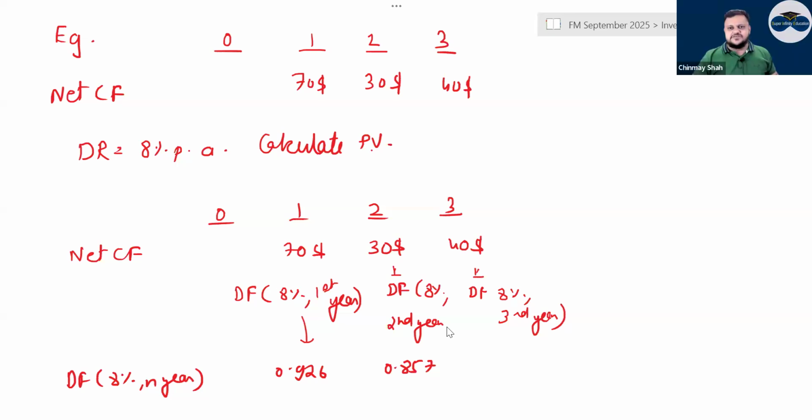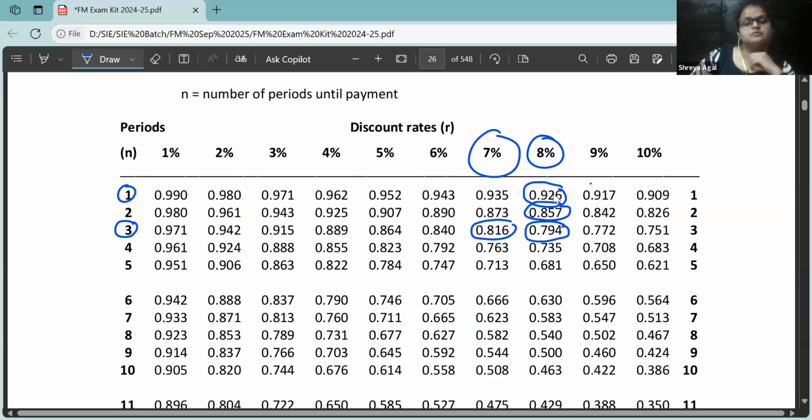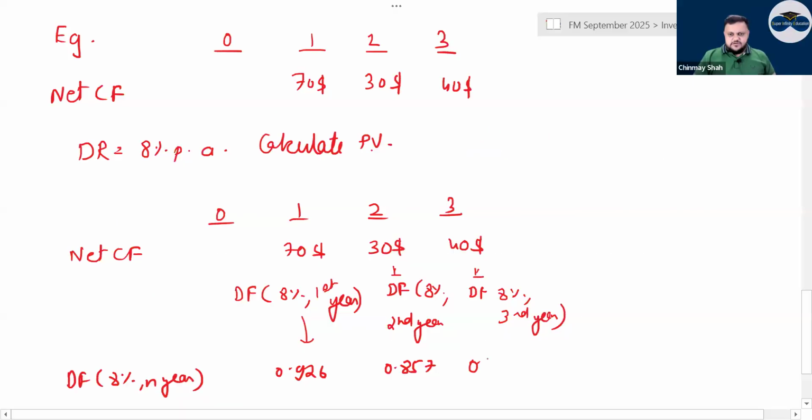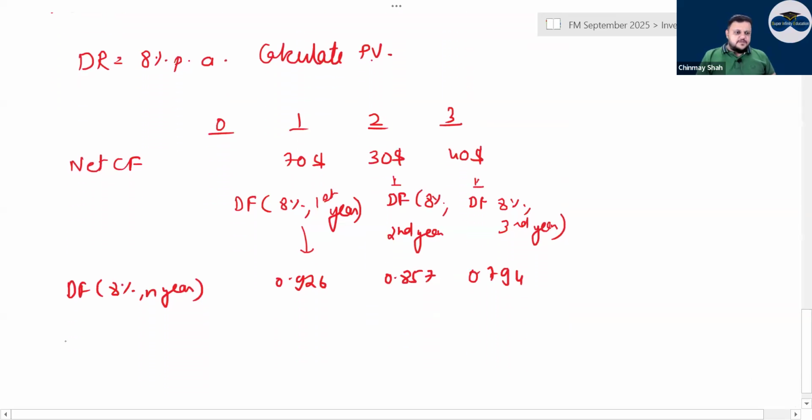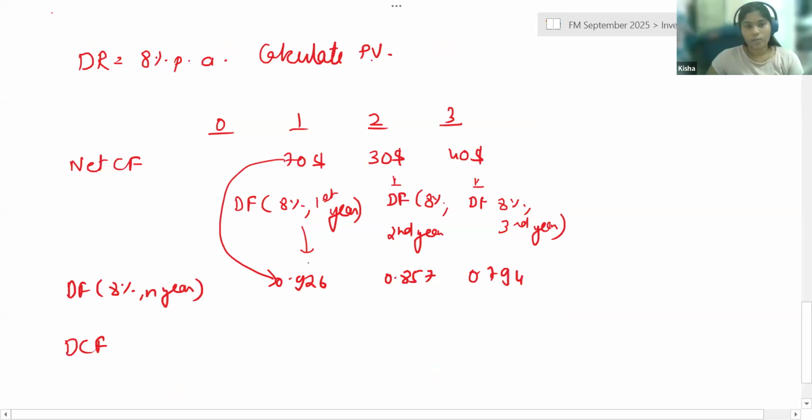Last, third year, what is the discounting factor? Tell me. 0.794. Correct. Chalo. Then find the discounted cash flow. What is this called? DCF, discounted cash flow. How much is the discounted cash flow? 17 to 0.926. How much is this? Tell me. 64.8.